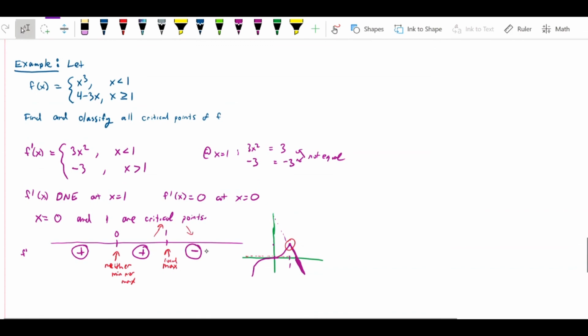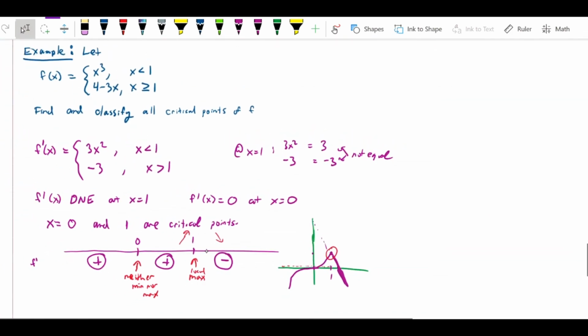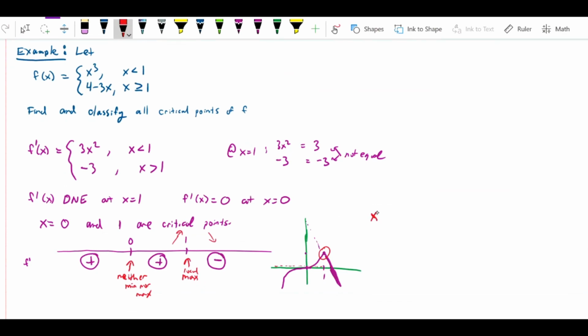So let's just summarize our conclusions. We'll say that x equals 0 is not a min or max, and x equals 1 is the location of a local max.